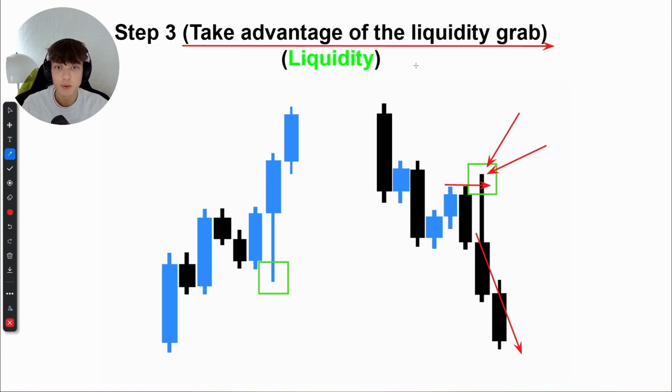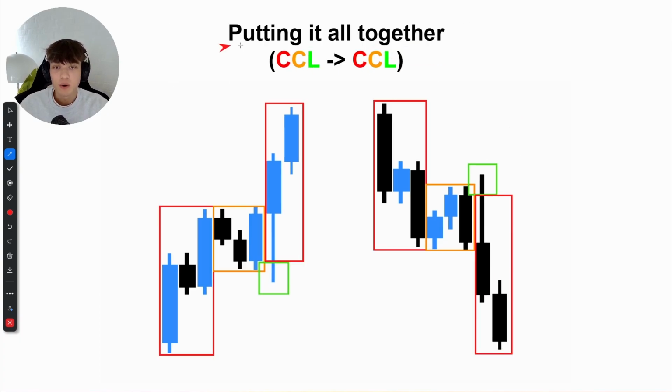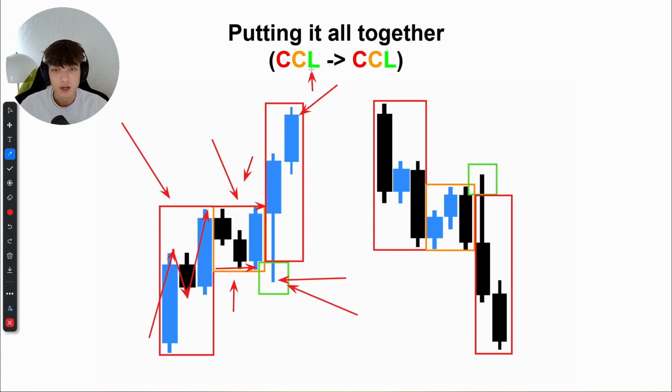Continuation, consolidation, liquidity, then it repeats itself, CCL again, right? So now we just want to put it all together, right? The CCL, and then it repeats itself, CCL. So in this case, this is the continuation, price moving up in a bullish trend, high, high, low, high. Price is consolidating right here, moving sideways, generating buy side, sell side liquidity equals stop losses equals money. Price then hunts these stop losses of retail traders, and then continuation again, right? Liquidity, continuation. In a bearish trend, vice versa.